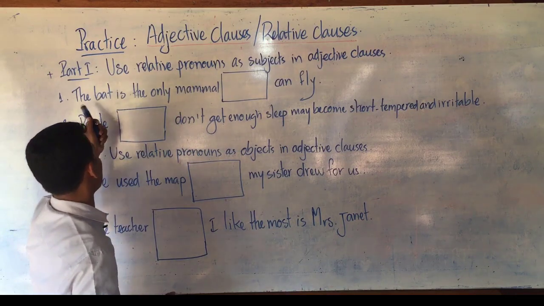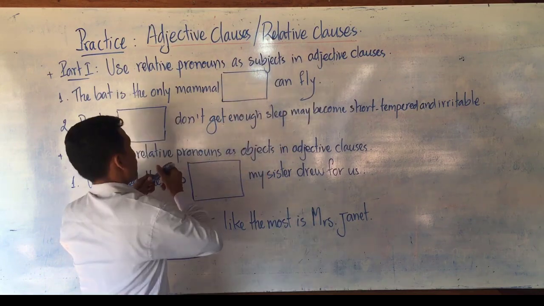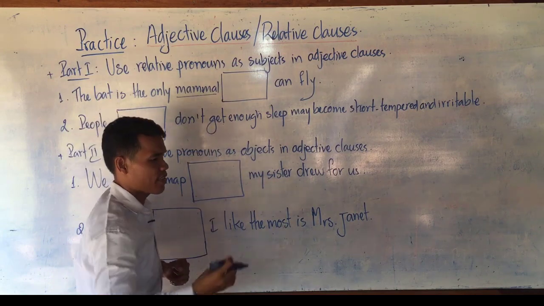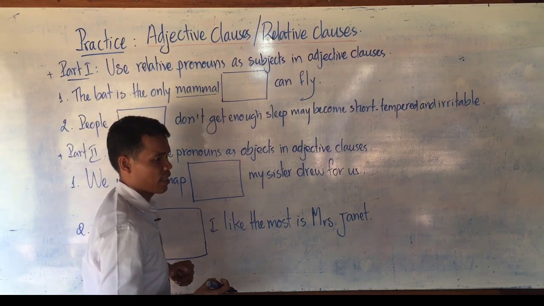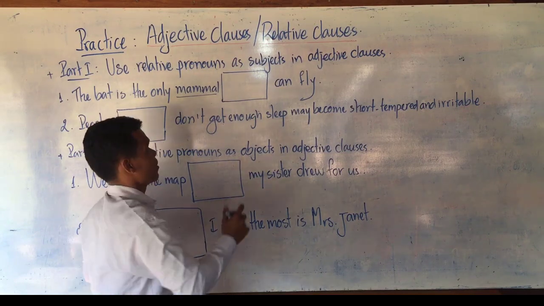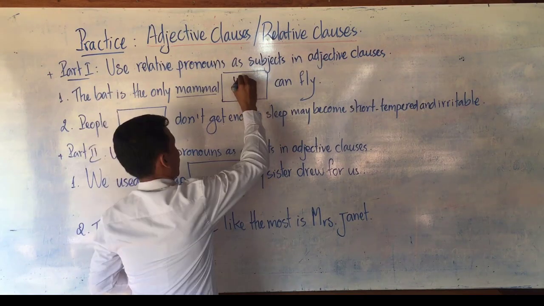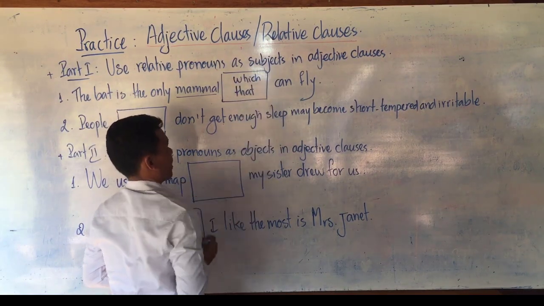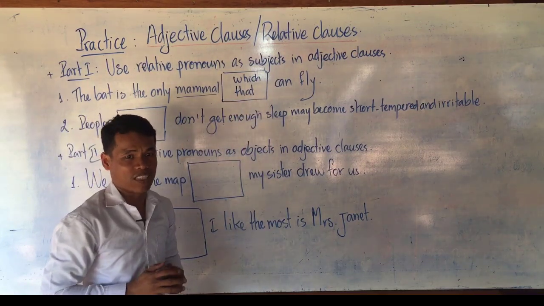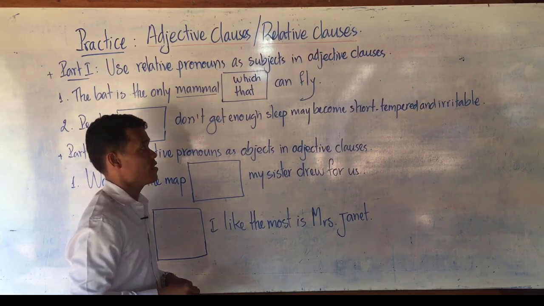Okay, whether the head noun or antecedent is a person or a thing. Look at the example. The bat is the only mammal that can fly. Mammal, what is a mammal? Mammal is an antecedent. So is mammal a person or a thing? Mammal is an animal. It is considered a thing. So the relative pronoun here is used as a subject only. So for a thing we use which or that. Mammal is not a person.